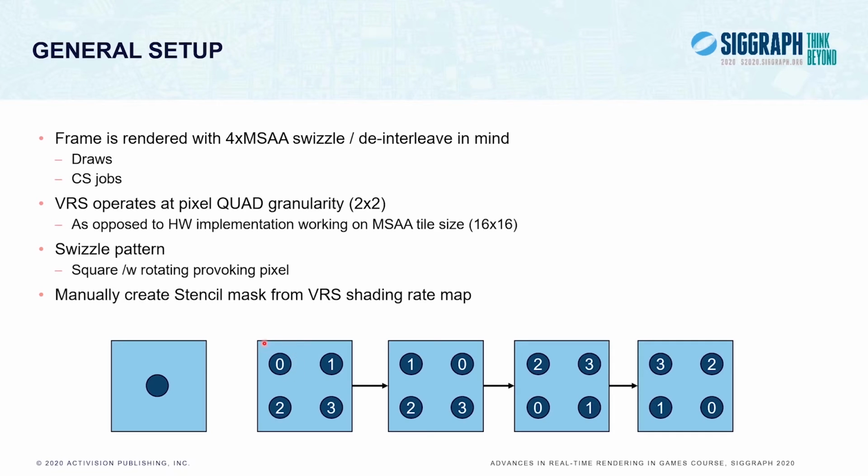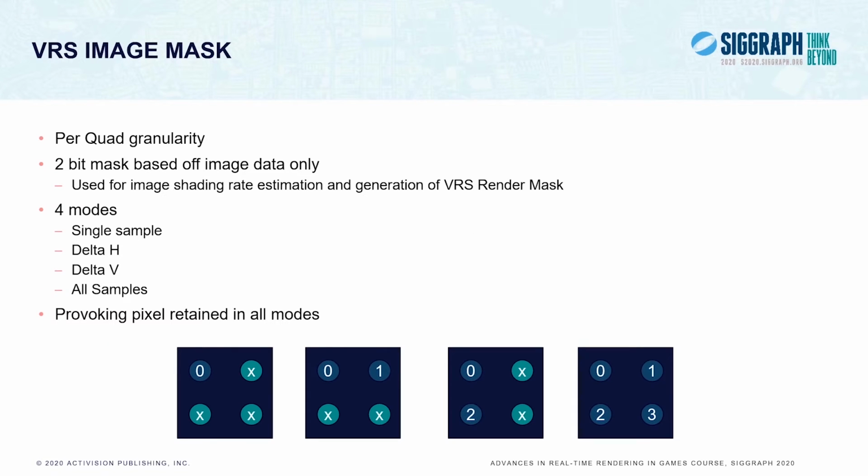The top left pixel is always called the provoking pixel. And we want to make sure that this provoking pixel is always coherent between different subsamples that we're going to be having. Also, for the sake of this presentation, we're going to be assuming only the first pattern, which means 0 top left, 1 top right, 2 bottom left, 3 bottom right. And we also manually create the stencil mask from the VRS shading rate map to drive our forward plus rendering.